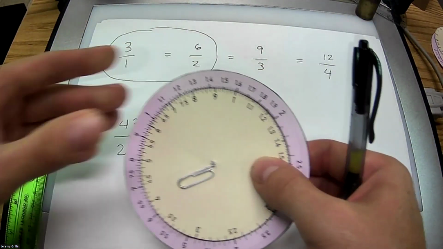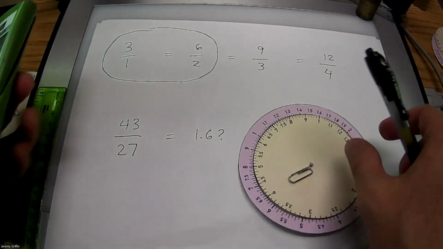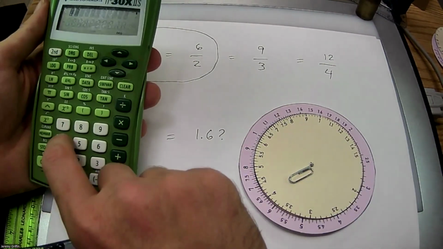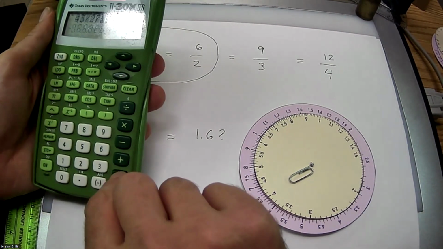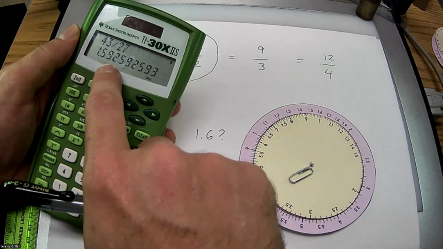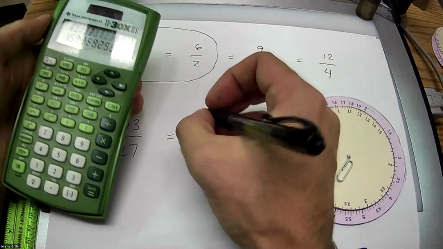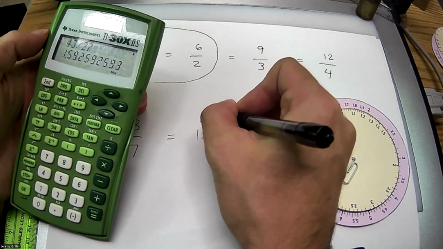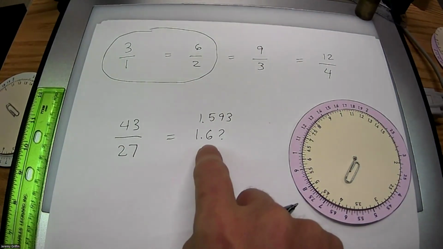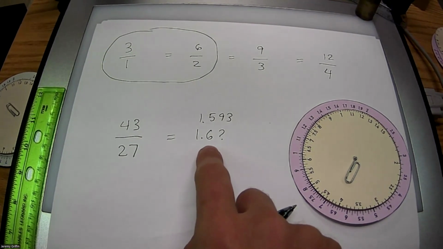You guys think? Right. Let's check with the digital calculator. What is 43 divided by 27? 1.59259. Yeah. It's more like 1.593 about. That's really, really close to that.